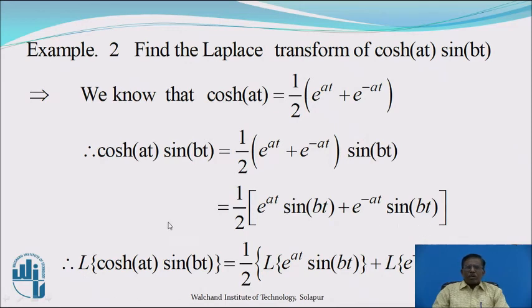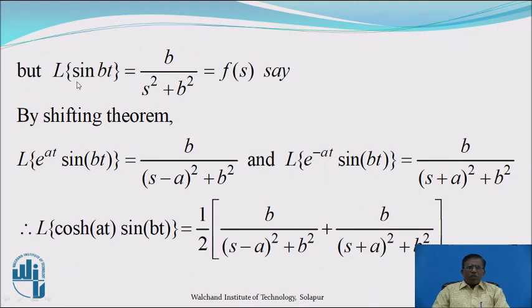Now taking the Laplace operator on both sides and separating the Laplace operator for each term on the right side by linear property. Therefore, Laplace of cos hyperbolic at into sine bt is equal to 1 by 2 into bracket (Laplace of e raised to at into sine bt plus Laplace of e raised to minus at into sine bt). Now from the table of Laplace transform, we know that Laplace of sine bt can be written as b upon s square plus b square, and denote it as f of s.